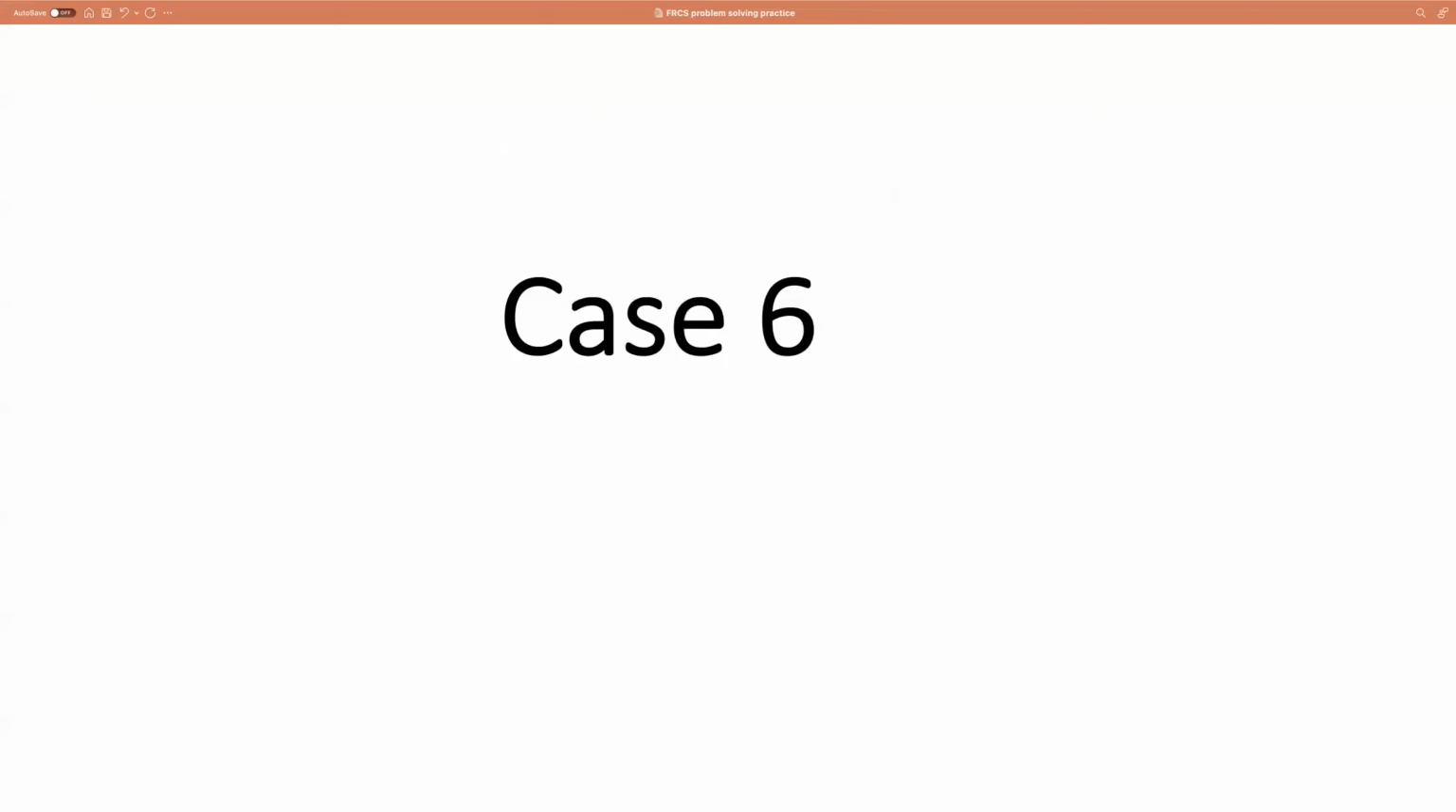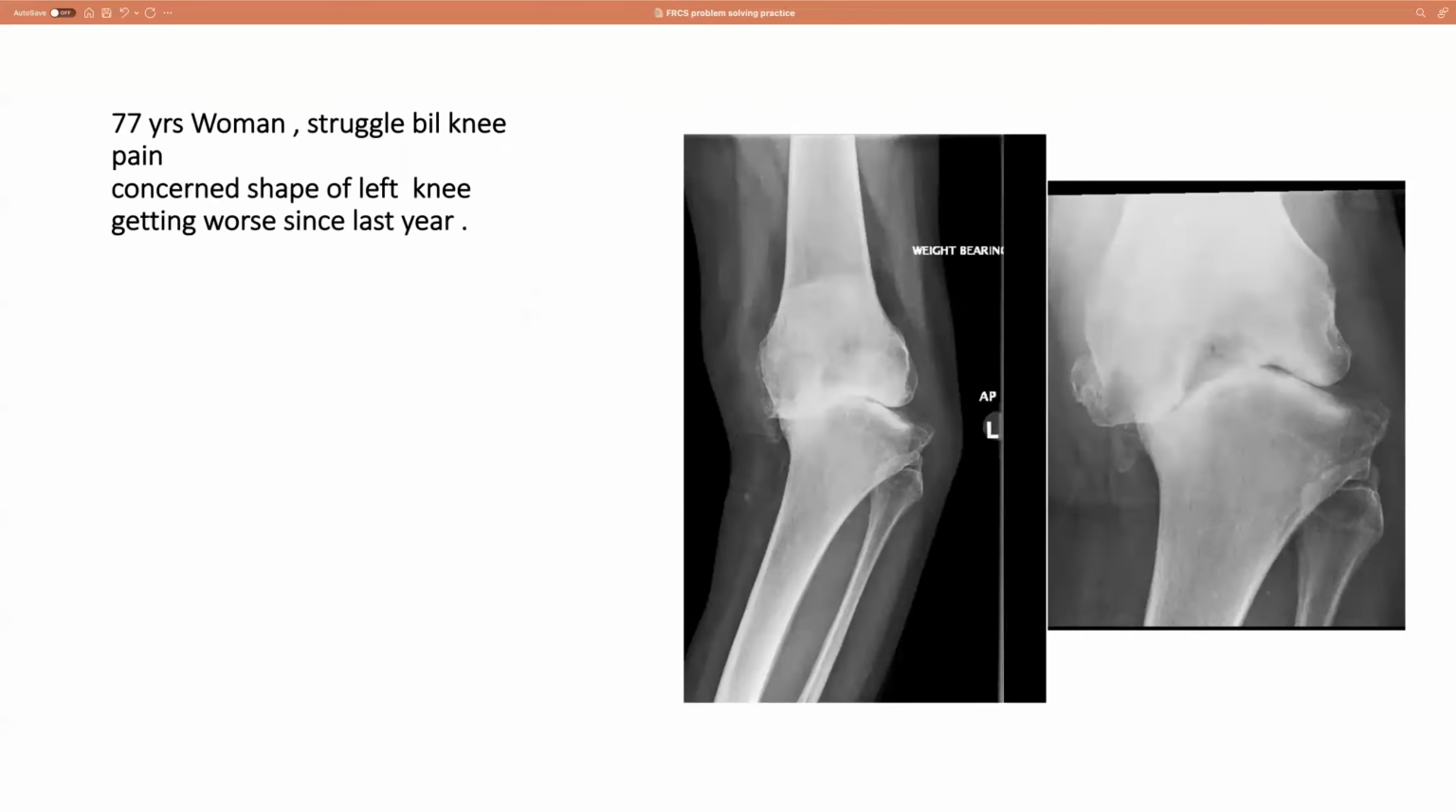Case 6. 77 years old woman struggling with bilateral knee pain. Concerned that the shape of her left knee has been getting worse since last year. Describe what you see. What are the important points in history you need to know?